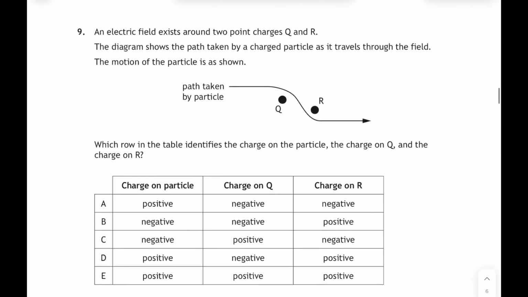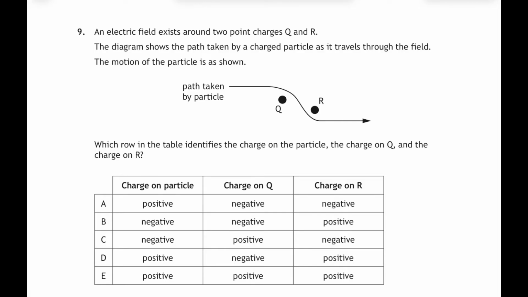Then moving on to question 9. And question 9 is the start of the electricity questions. An electric field exists around 2 point charges Q and R. And the diagram shows the path taken by a charged particle as it travels through the field, and the motion of the particle is as shown.